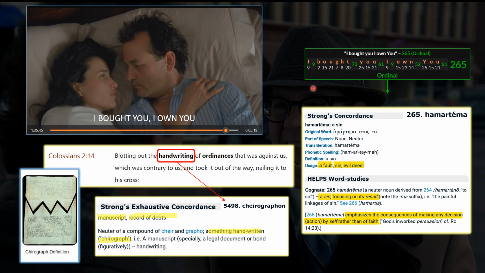The words "I bought you," "I own you" sum to 265 in English. We look to the Bible and Strong's Concordance, and 265 in the Bible means a fault, a sin, an evil deed. It emphasizes the consequences of making any decision by self rather than of faith.